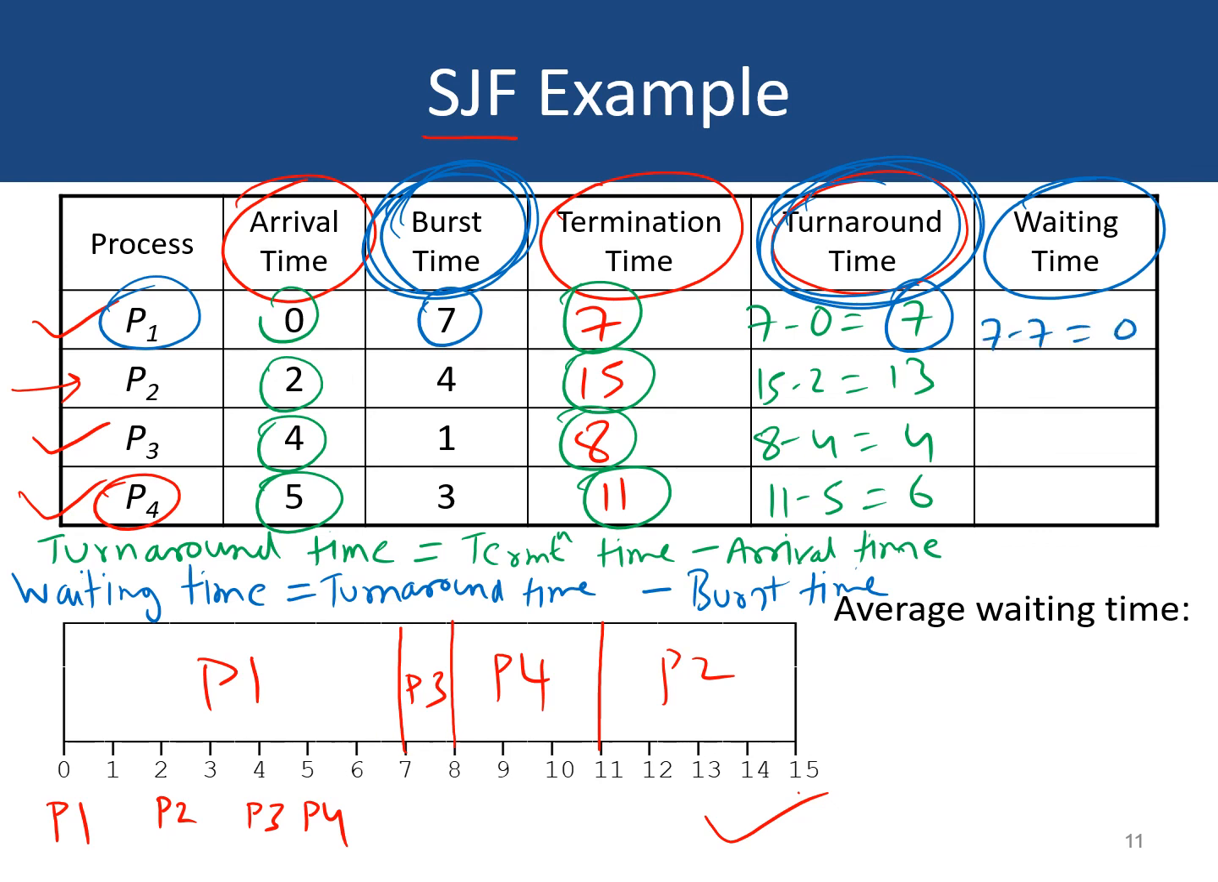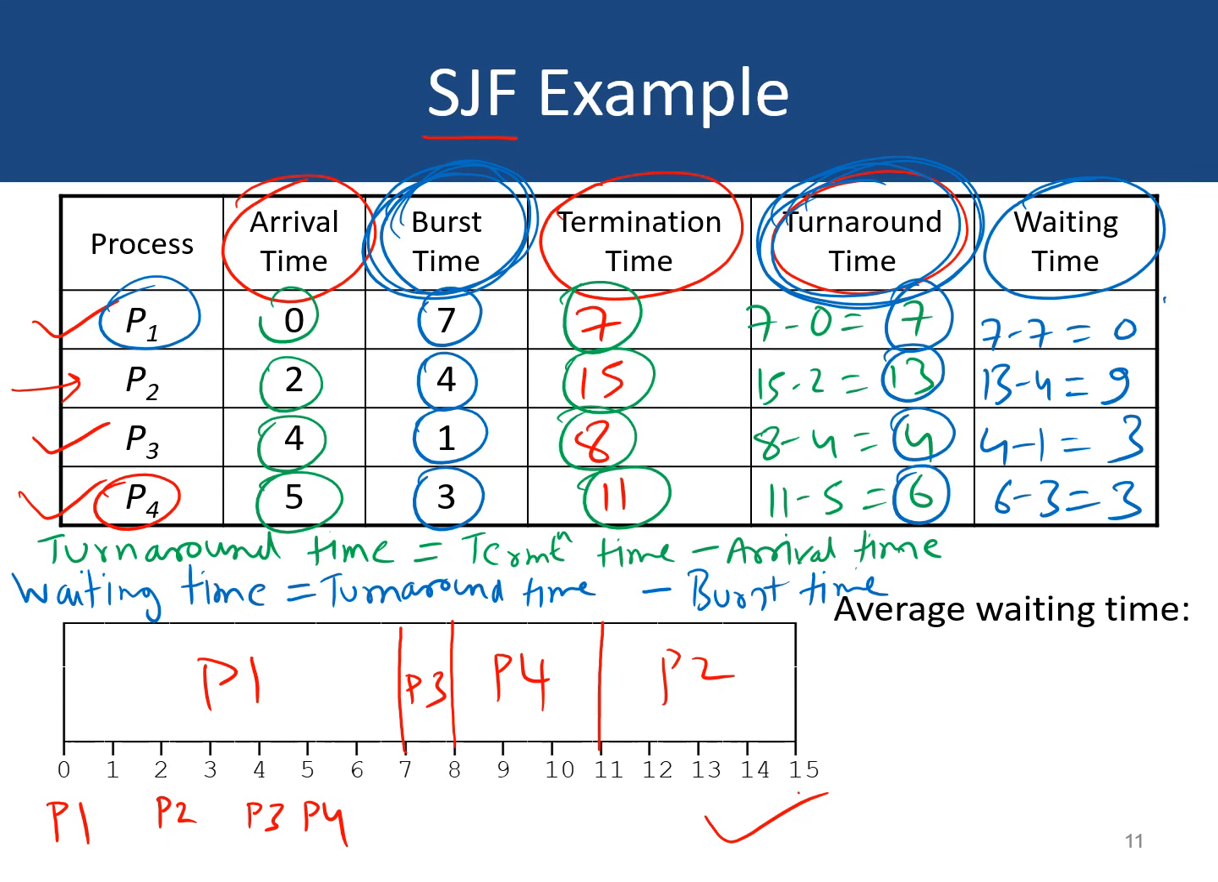For process P2, it would be 13 minus 4. So 13 is the turnaround time and 4 is the burst time. So this would be 9 milliseconds. For process P3, it would be 4 minus 1. So 4 minus 1 is 3 milliseconds. And similarly for process P4, it would be 6 minus 3, which is basically again 3 milliseconds.